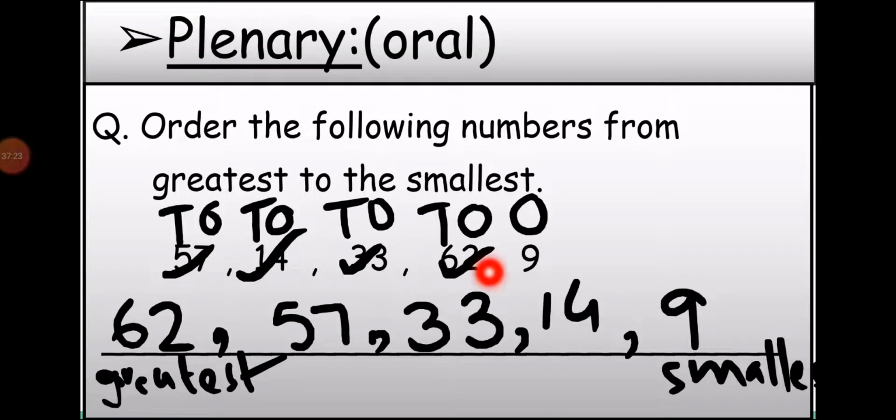So we compare the numbers from the greatest to the smallest by putting the place value and by comparing the greatest value first. In that way, you can order from the greatest to the smallest. You can do this practice at home on your rough notebook. Write some numbers, then arrange them from the greatest to smallest or smallest to greatest.